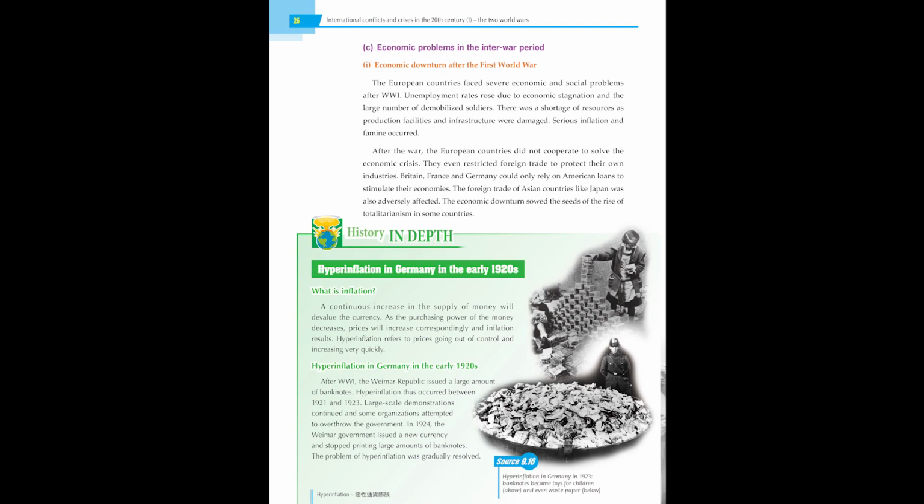Look at the source 9.16. Hyperinflation in Germany in 1923. Banknotes became toys for children above, and even waste paper below.